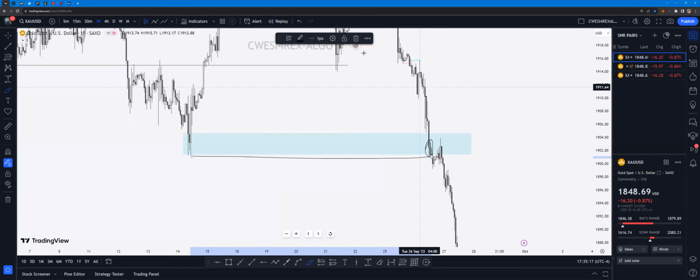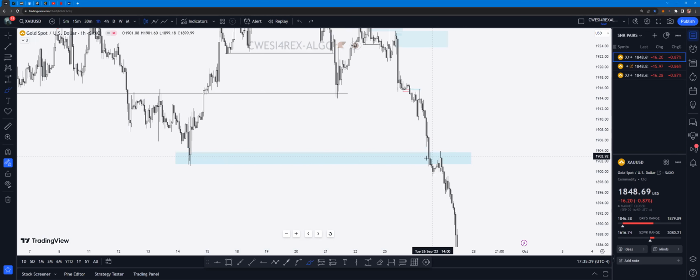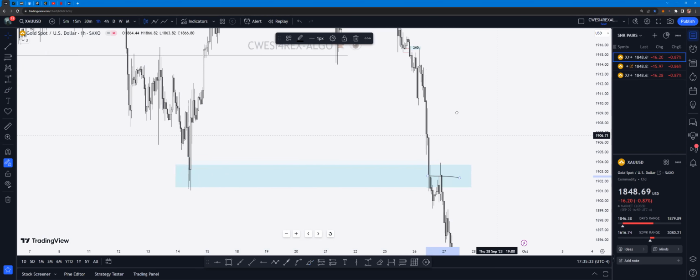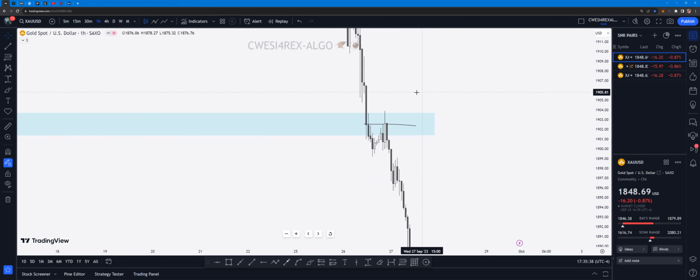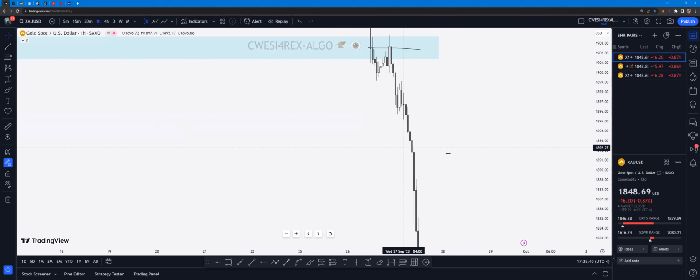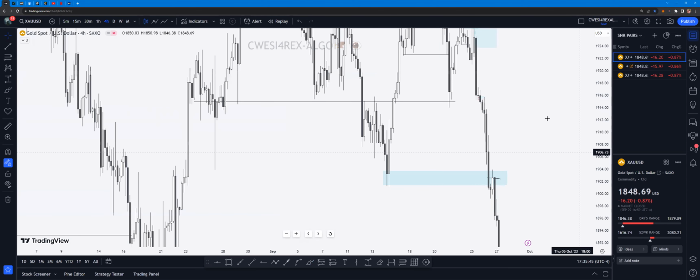So price just pulled back and then continued the sell, okay, based on this rejection block that we have over here. I suggest if you can, just backtest the rejection blocks or gap levels and see how powerful they are. Any question?